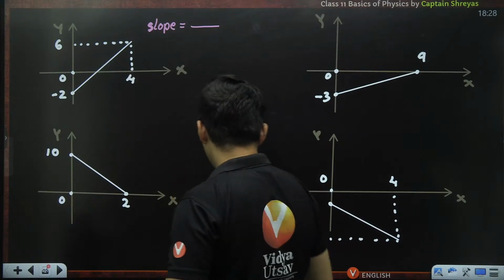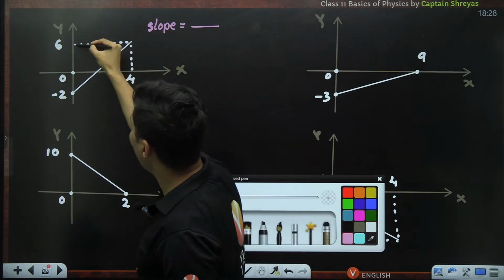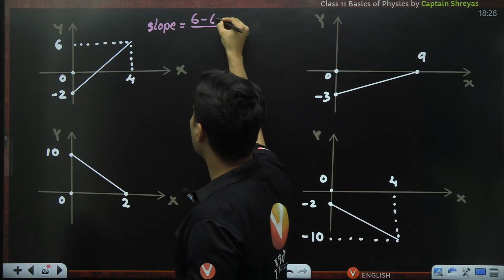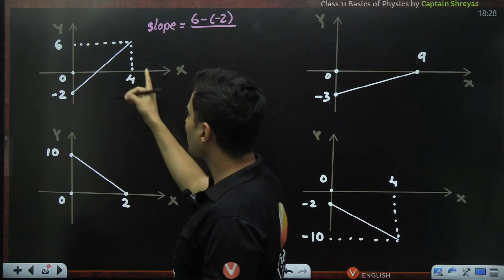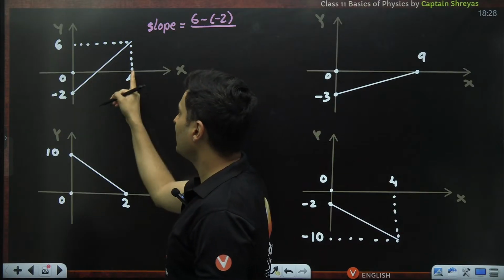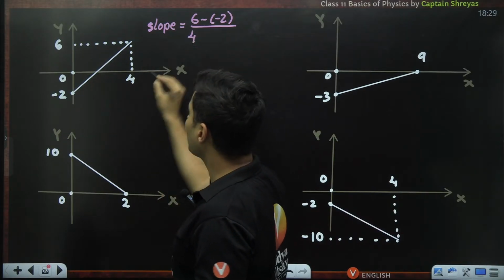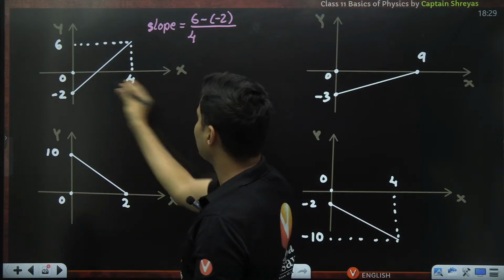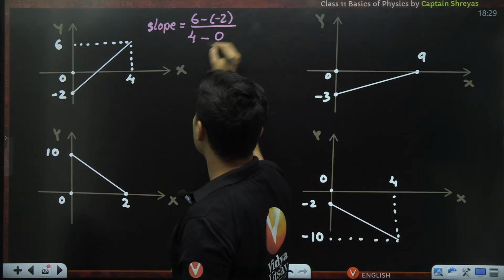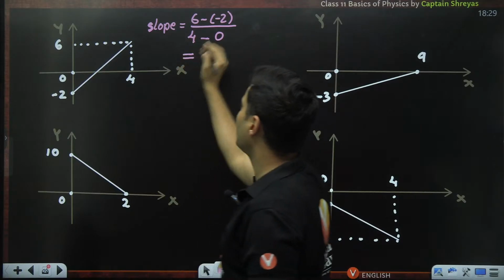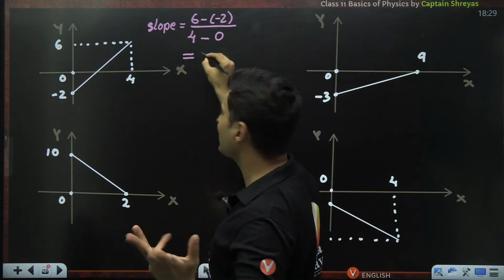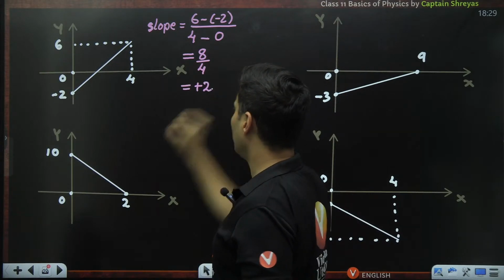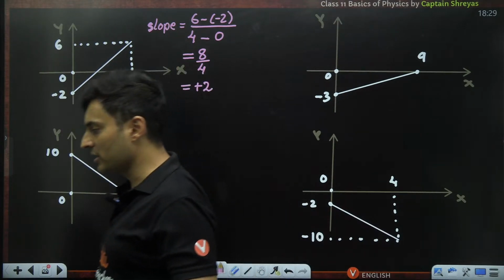So here, as you can see, my dear students, the new value of y is 6. The old value of y was -2. So 6 minus -2 upon the change in x. The new value of x is 4, the old value is 0. The old is this side, new is always this side, in the x-axis. So it will be 4 minus 0. How much will it be, my dear students? 6 minus -2 is basically 6 plus 2, which is 8, divided by 4, which is nothing but +2. It is expected that the slope would be positive.